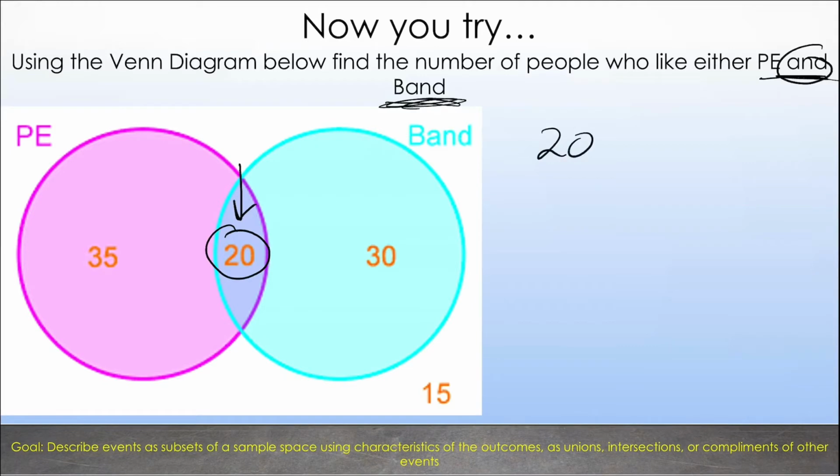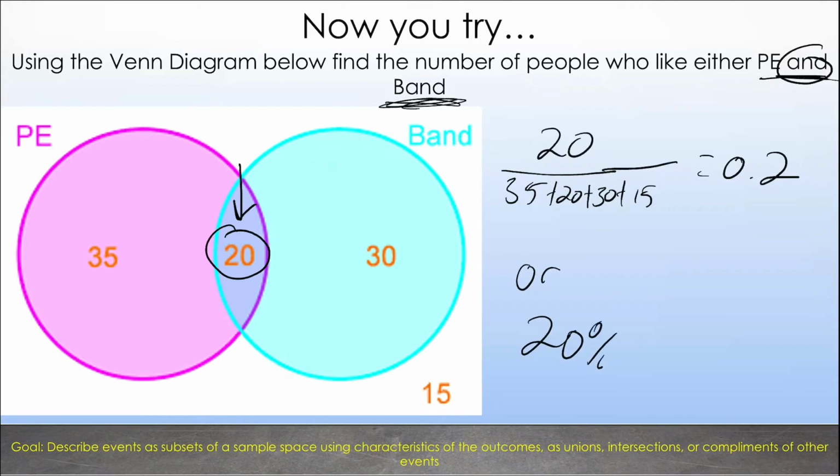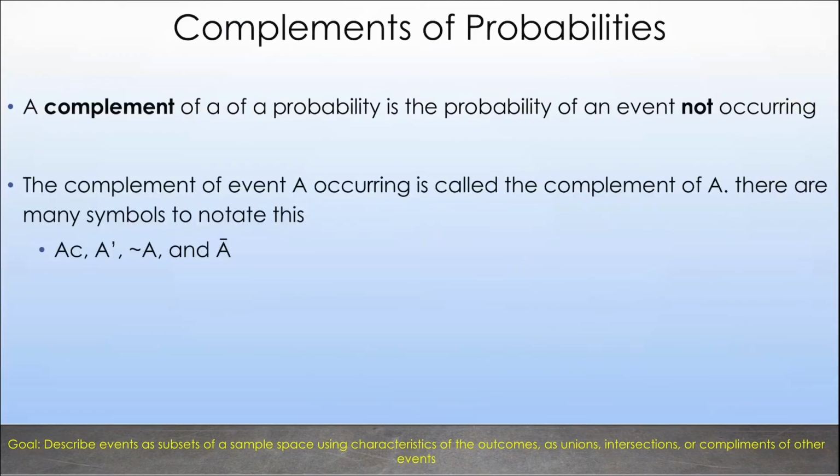So it's going to be 20 over 35 plus 20 plus 30 plus 15. It's that total number. So we're going to check this out here. I get 20 divided by 35 plus 20 plus 30 plus 15, which equals 0.2 or 20% chance that someone likes PE and band.